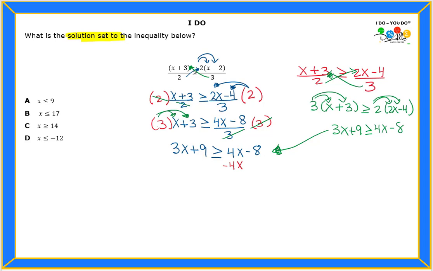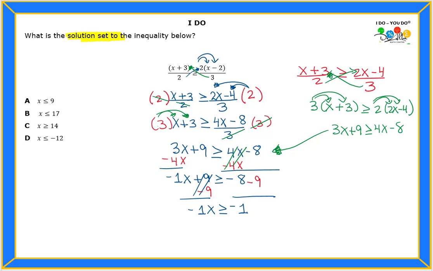So I need to make sure that I move my variables to the left. I am going to subtract 4x on both sides. When I do that, 3x minus 4x is negative 1x plus 9 greater than or equal to negative 8, because these already cancel out. Got it? So this is like an equation. I want to get rid of the positive 9, so I need to subtract 9 on both sides. My 9 and my minus 9 cancel, and I have negative 1x greater than or equal to negative 8 minus 9.